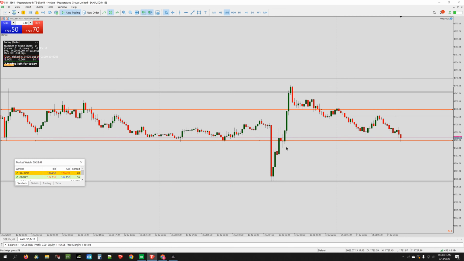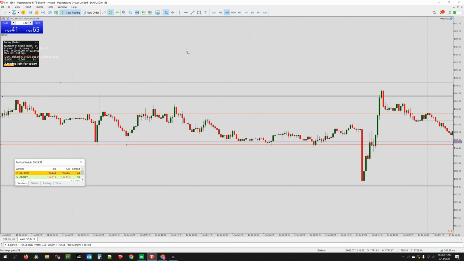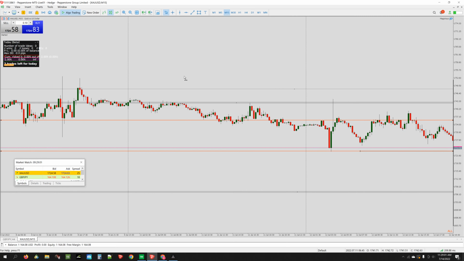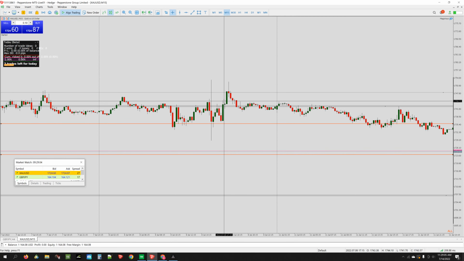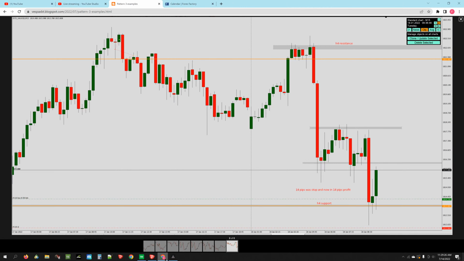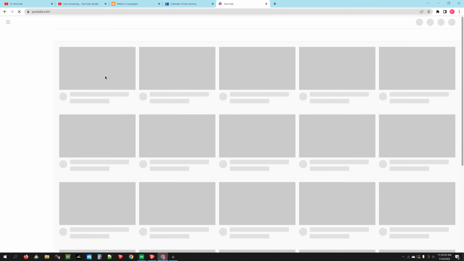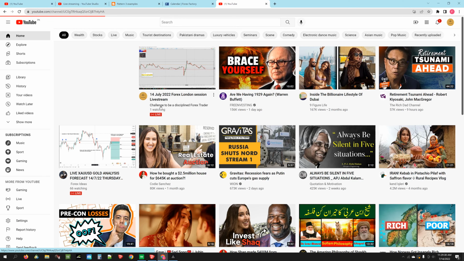I am looking at this area. This thing I have seen a couple of times and it plays out perfectly. If we look back at gold here, here it has formed. All right, we will move to YouTube and we will go right over here.